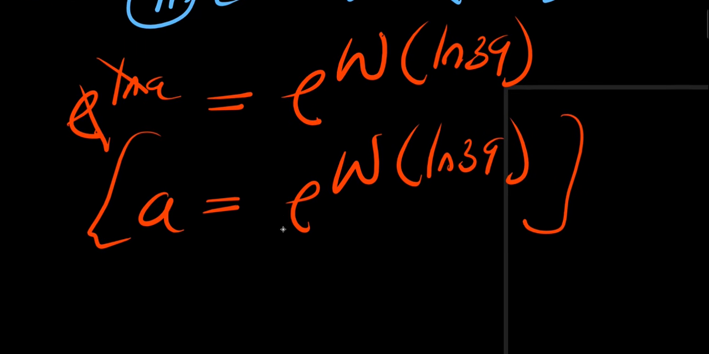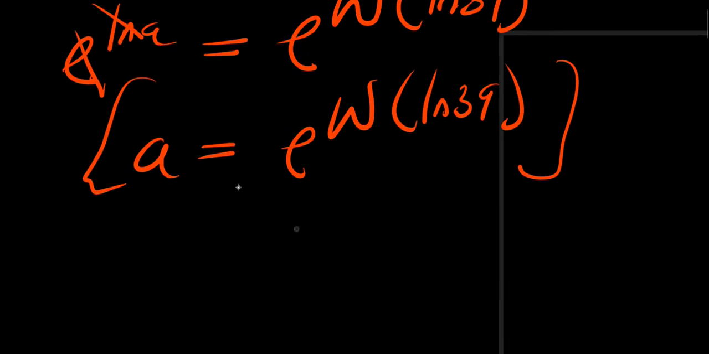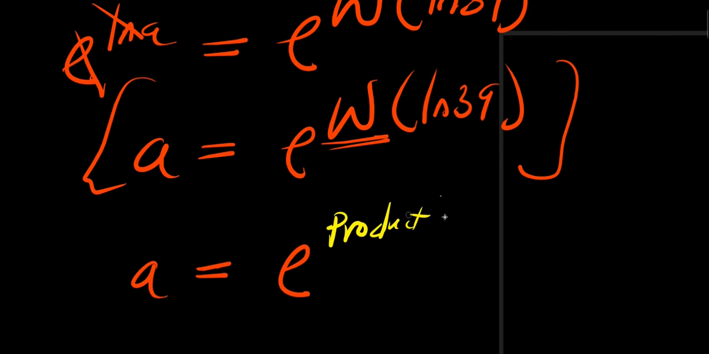Now, if you want to have the approximate values of a that will satisfy that equation, you are simply going to type this into your calculator. You have e to the power. You might not necessarily see this capital letter W in your calculator or scientific calculator. What you will likely see is what we call the product log. The product log or product logarithm is another name for the Lambert W function. So you have e power the product logarithm of natural log of 39.